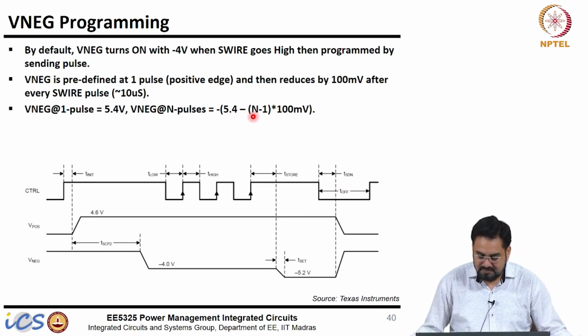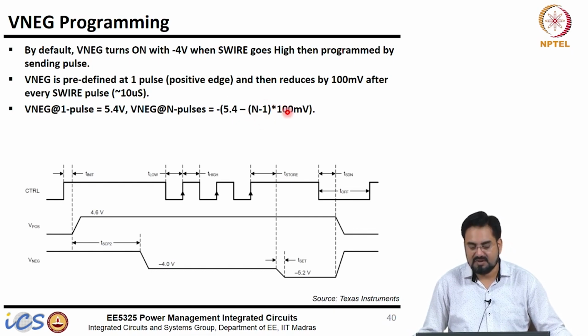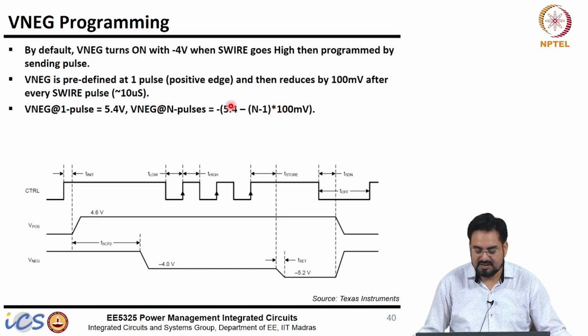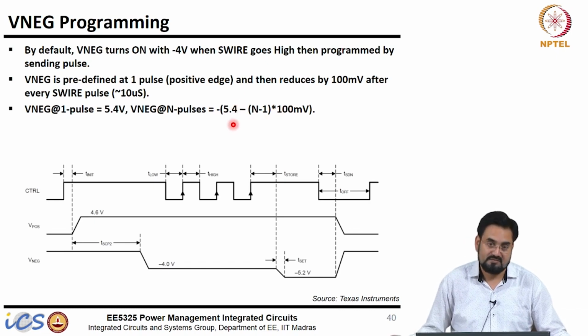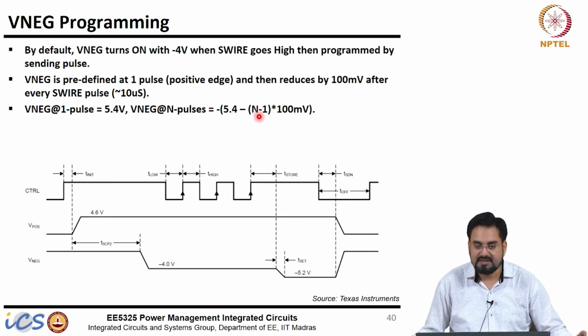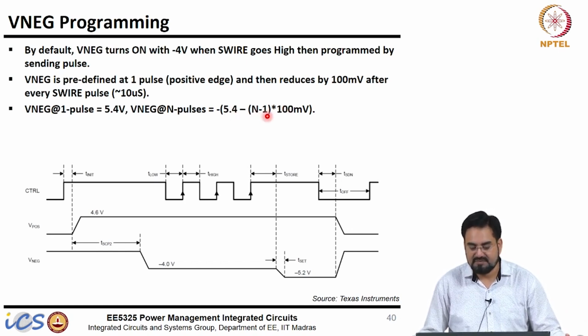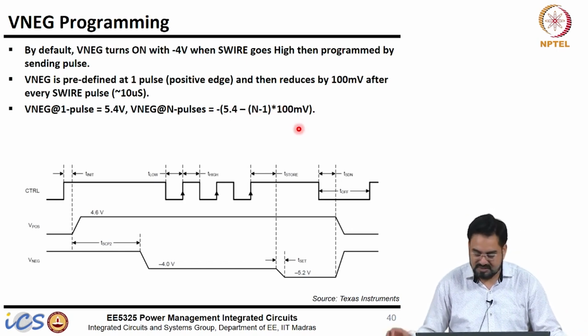So, after that, whatever number of pulses you send, you program based on that. Let us say I want this voltage to go to minus 5 volt. Then you have to send 5 pulses. So, 5 minus 1 is 4, into 100 millivolt, so it will go to minus 5 volt, and that is how you program it.